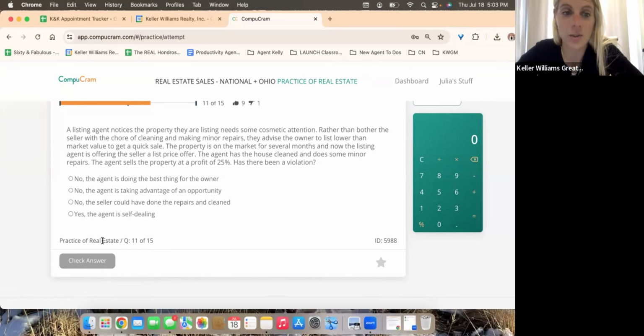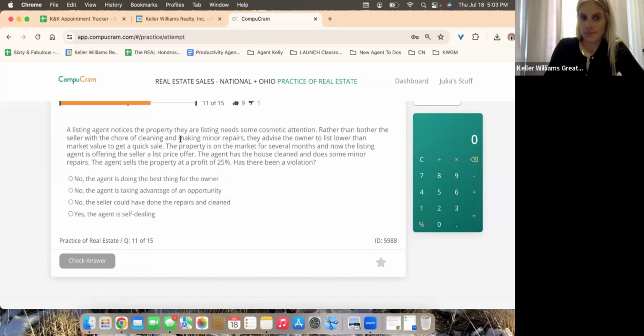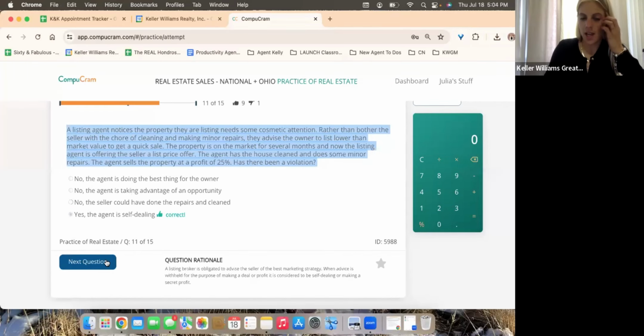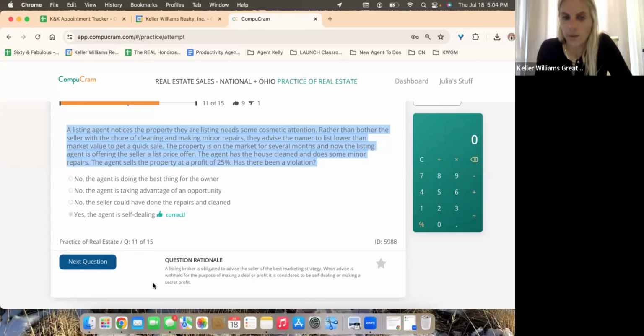A, no, the agent is doing the best thing for the owner. B, no, the agent is taking advantage of an opportunity. C, no, the seller could have done the repairs and cleaned. D, yes, the agent is self-dealing. We say D, yes, the agent is self-dealing, and that is correct. Honestly, just reading the question, it's exactly what he's doing.